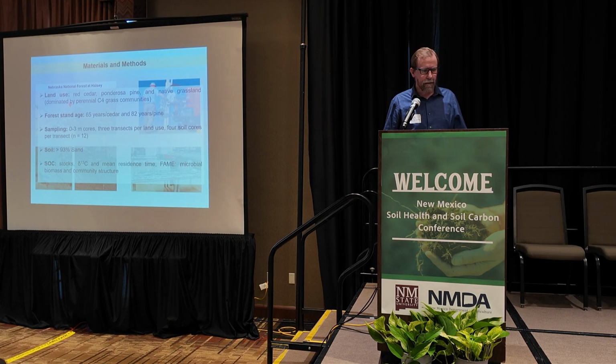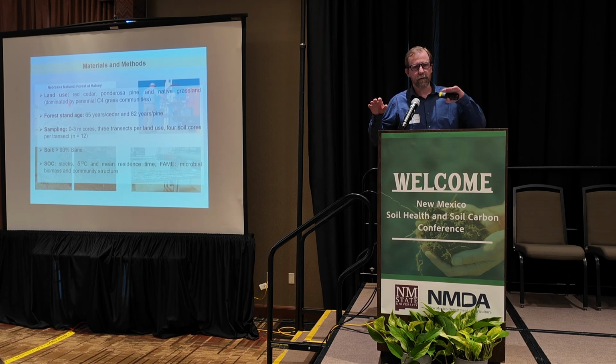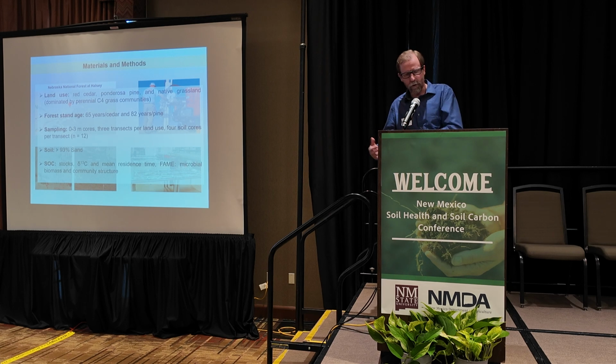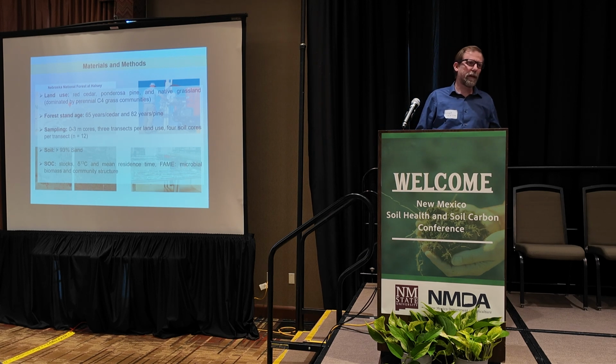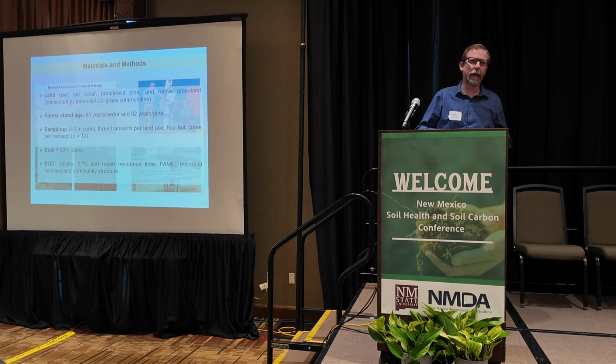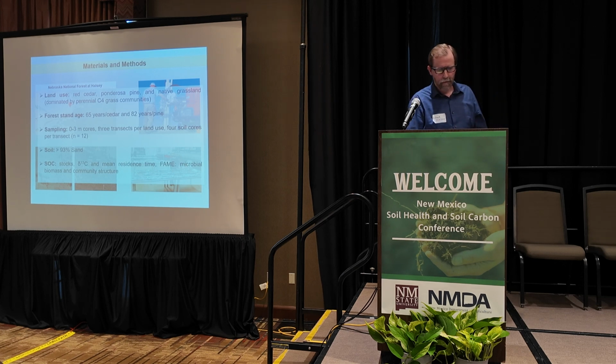So land use: red cedar, ponderosa pine, and native grassland. The forests were 64 years old and 82 years old. That was at the Nebraska Forest experimental station. So they planted it on purpose to see how it changed over time. The soil is more than 90% sand. So that is a unique soil system, right? Almost no clay, no calcium, and so on. It's just sand, almost pure sand. And then we looked again at carbon stocks, delta 13C, mean residence time, and microbial biomass.